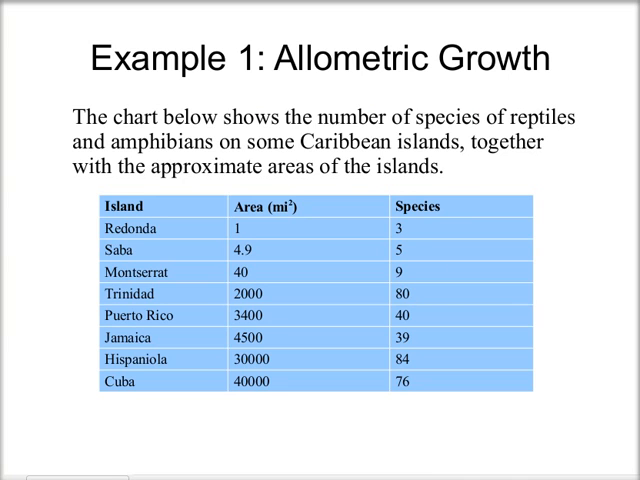Let's finish up the section by looking at an example. The chart below shows the number of species of reptiles and amphibians on some Caribbean islands, together with the approximate areas of the islands. So here I've got Redonda is the smallest island with an area of 1 square mile and 3 species of reptiles and amphibians. And Cuba is the largest island with an area of 40,000 square miles and 76 species of reptiles and amphibians.